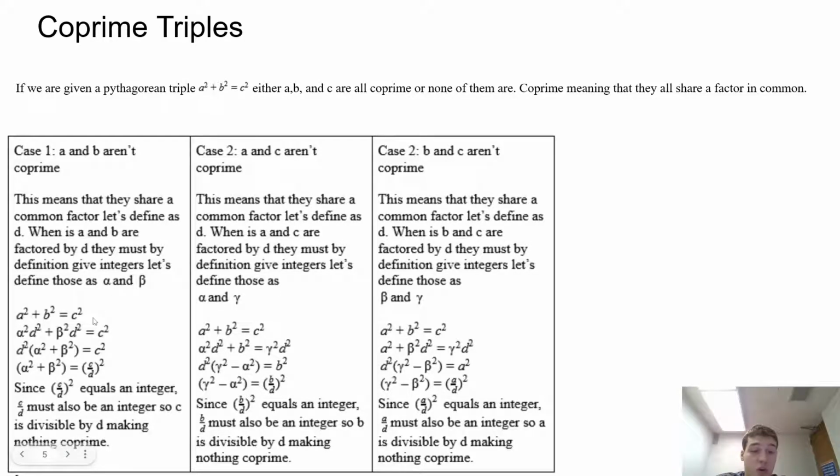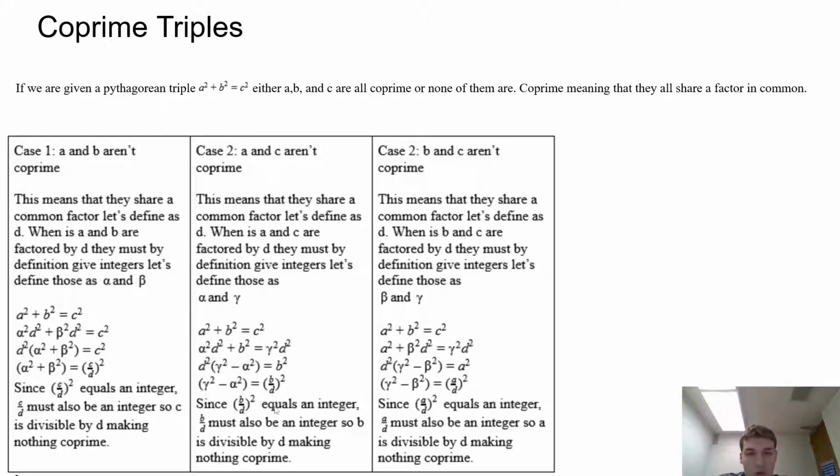So from a squared plus b squared equals c squared, we can say a is the product of alpha and d. So we can change this into alpha squared d squared plus beta squared d squared equals c squared. Factor out a d squared. We get alpha squared plus beta squared. This is obviously an integer since we know that alpha is an integer and beta is an integer. So this integer equals c squared over d squared. So c squared over d squared has to be an integer, which means that c over d must be an integer. So c must be divisible by d, making nothing coprime since they all share this common factor.